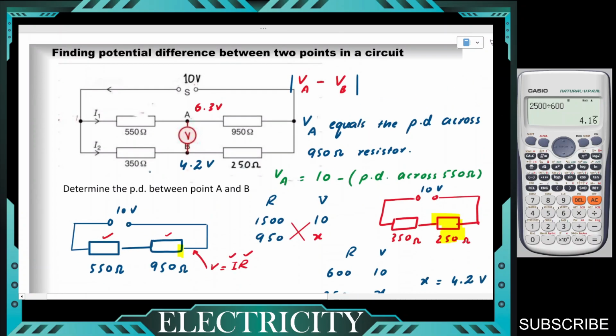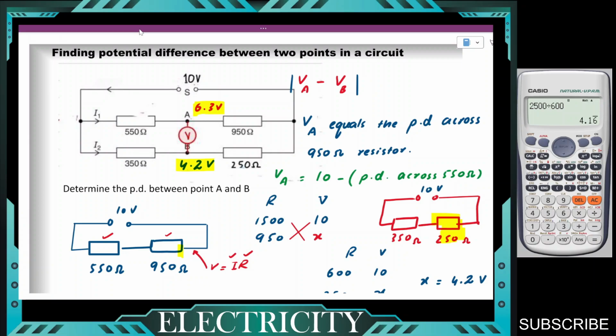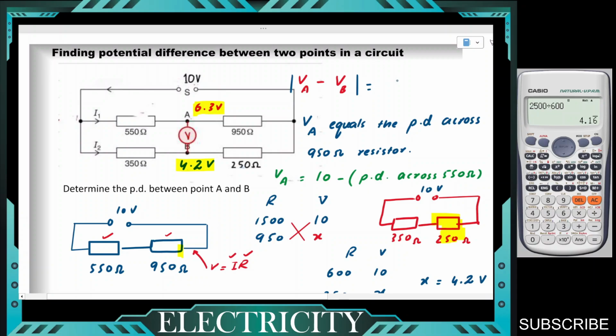Now, how do we find the potential difference? Doesn't get easier than that. You simply have to subtract these two. Potential at A minus potential at B equals the potential difference between A and B. How much is that? 6.3 minus 4.2. We open up the calculator. Whatever the answer was, minus 6.3. Because I can ignore the negative sign, I get 2.13. So we get that for this question.